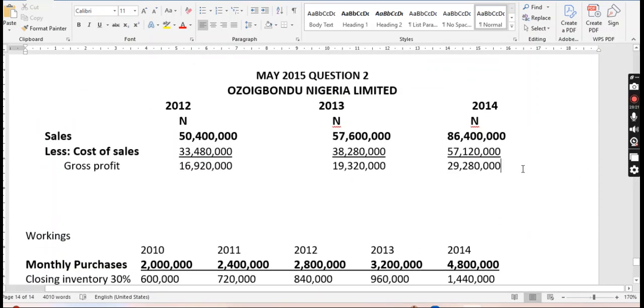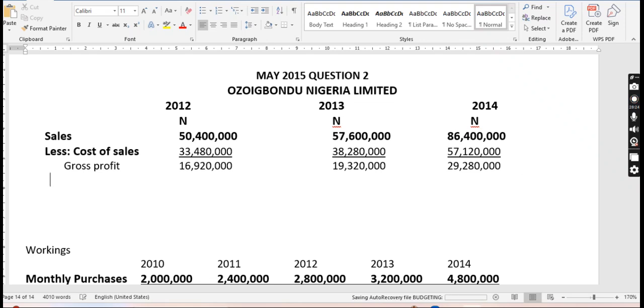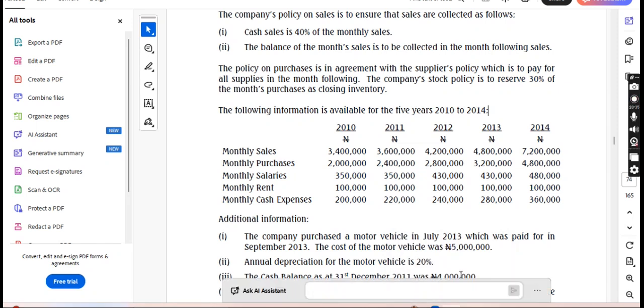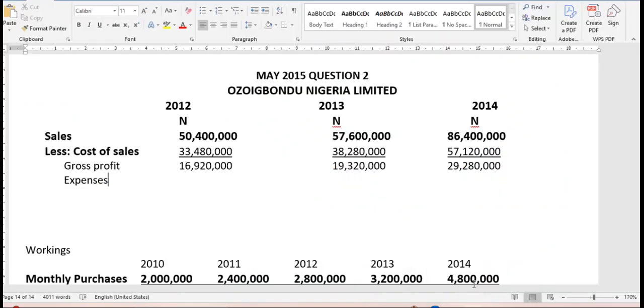The next one is expenses. Let's check the question. Monthly cash expenses, right? And we are doing for a year, so multiply it by 12. Just give me the ones for 2012, 2013, and 2014. That is what I need. What do you have for expenses?